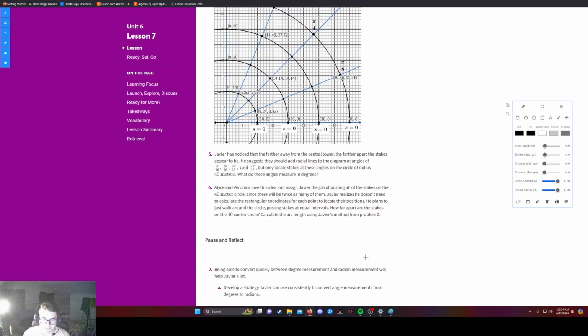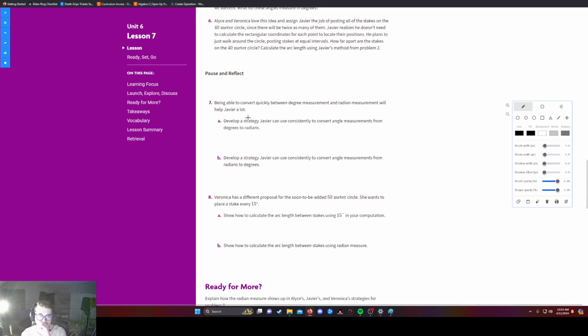Keep it going. Being able to quickly convert between degree measurement and radian measurement will help Javier a lot. Develop a strategy where you can consistently convert angle measurements from degrees to radians.